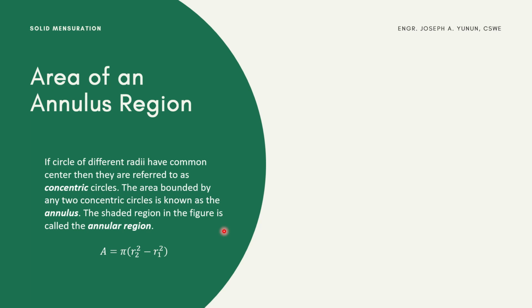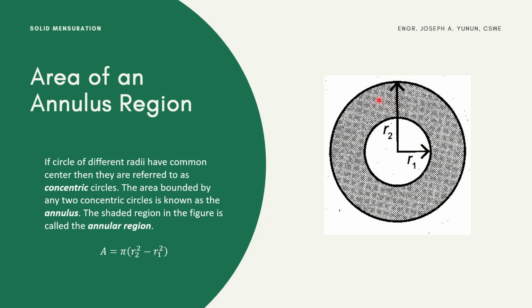Then area of an annulus region, you have this one. Okay, so the area of the larger circle minus the area of the smaller circle. So if circles of different radii have a common center, then they are referred to as concentric circles. So that's the same center. And the area bounded by any two concentric circles is known as the annulus.